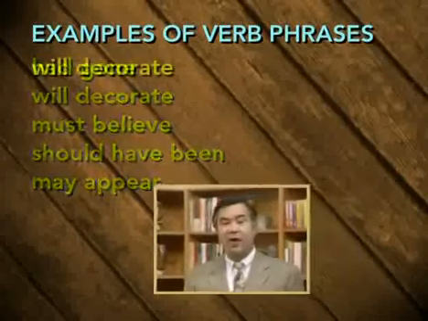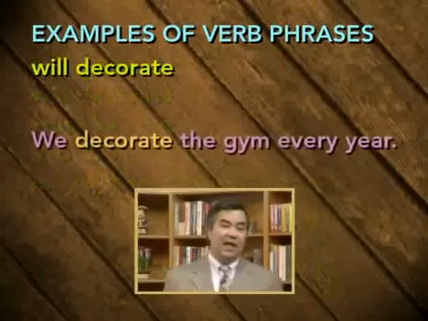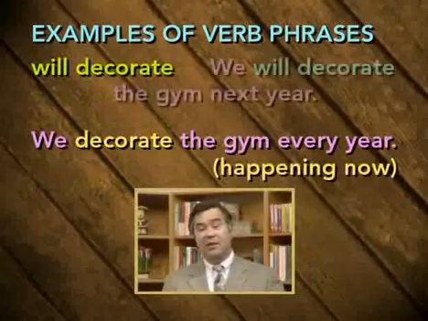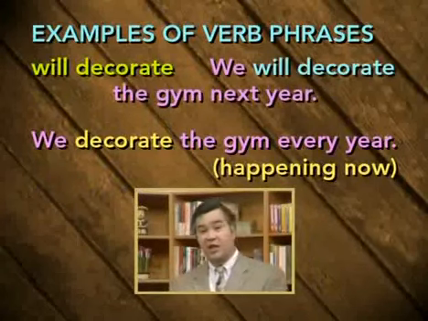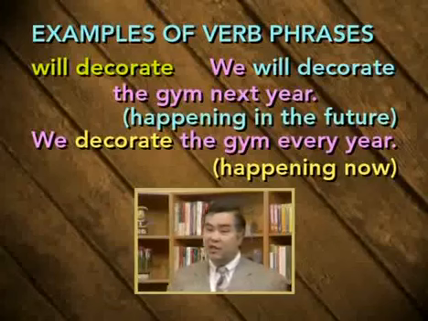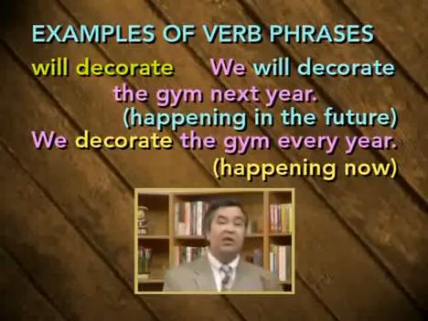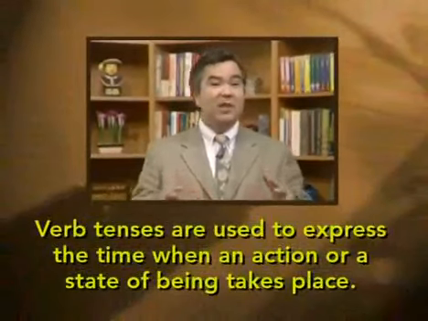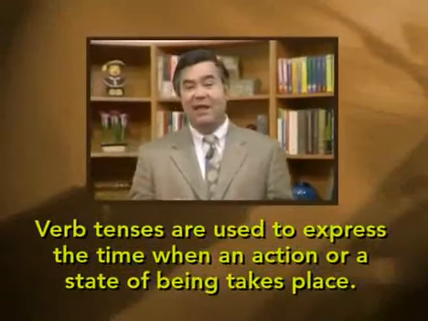Take, for example, the verb phrase, will decorate. When I say, we decorate the gym every year, we're talking about something that's happening now. But when we say we will decorate the gym next year, we're talking about something happening in the future. So the helping verb will changes the meaning of the main verb by expressing a particular time when the event will take place. When verbs are modified or changed in this way to influence or to express the time when the action will take place, then we're talking about creating different verb tenses. Verb tenses are used to express the time when an action or a state of being takes place.